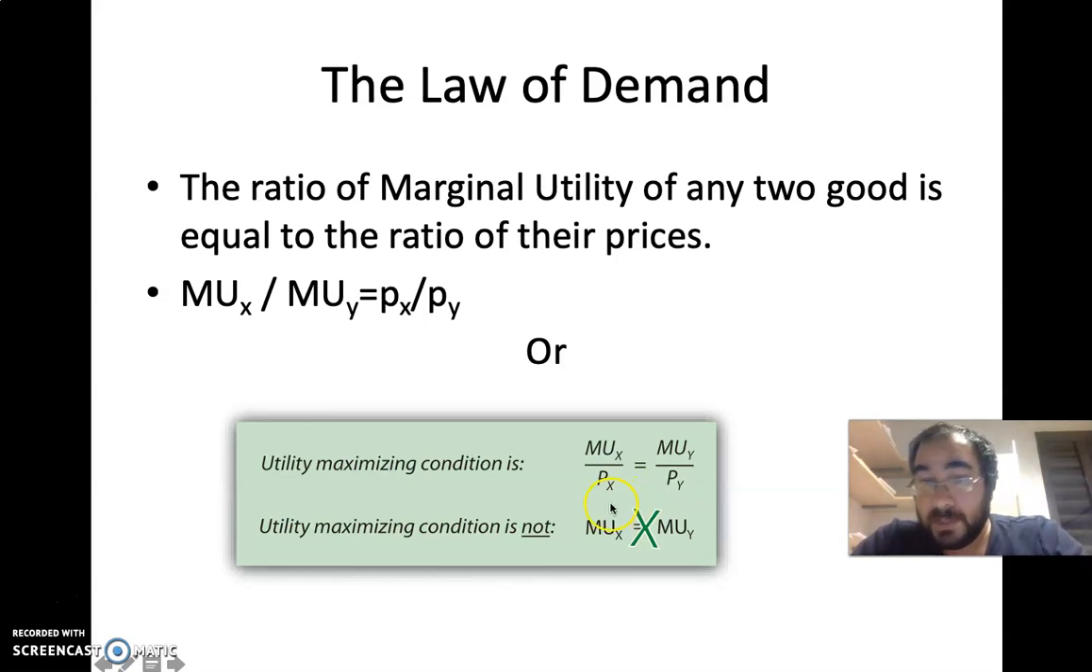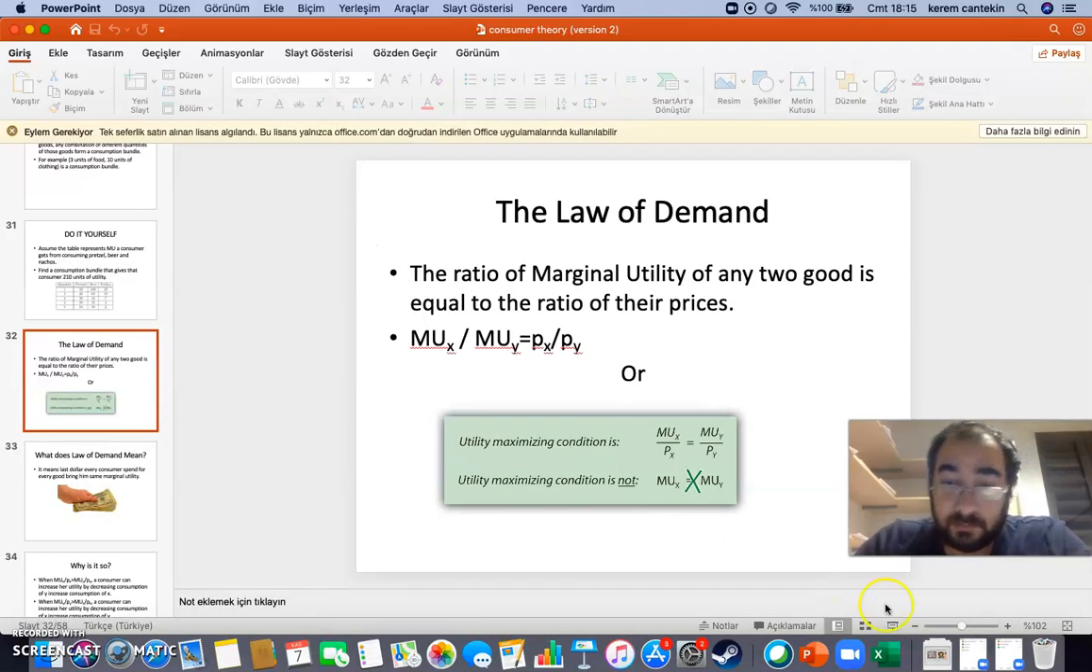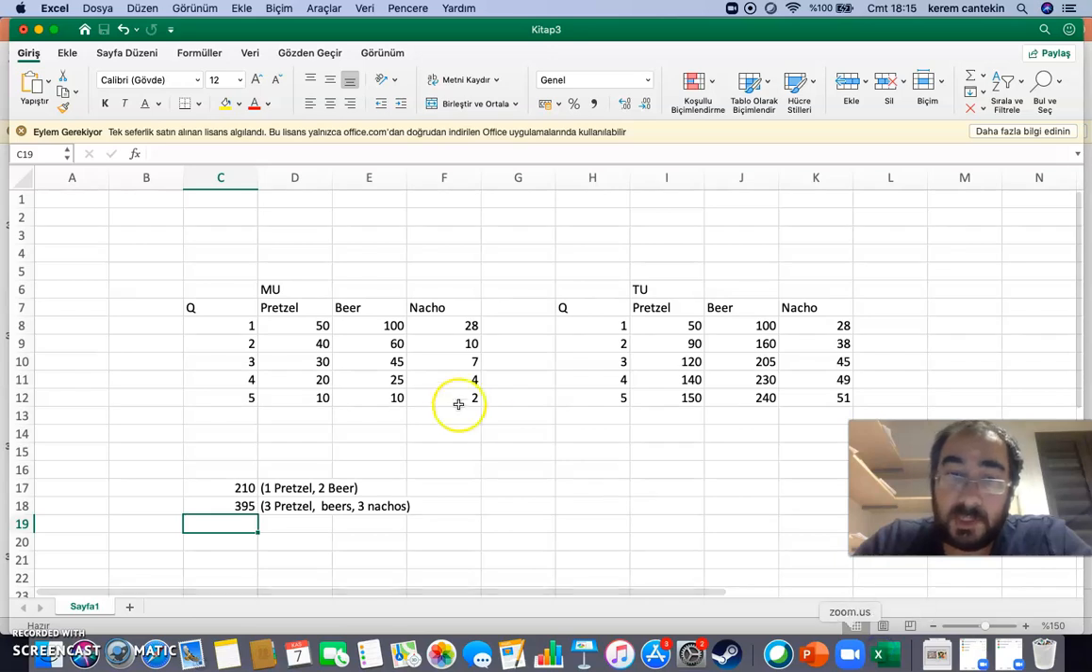What does it mean? When we divide the marginal utility we got from the last unit of each good we consume in our consumption bundle by the price of the good, basically we will find that the division will be the same for every good. What does it mean? Think about this.